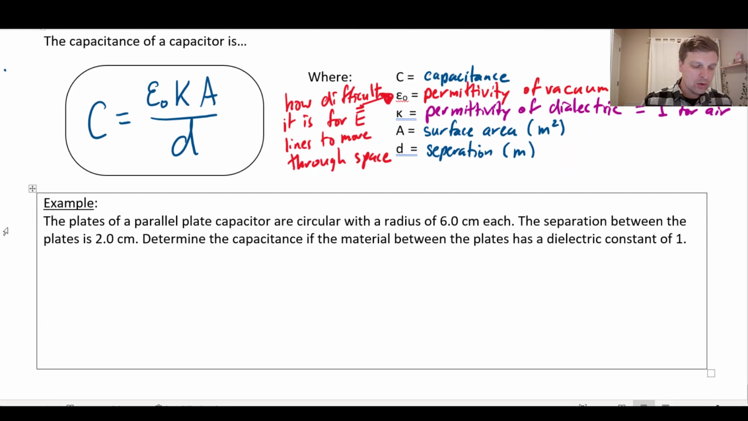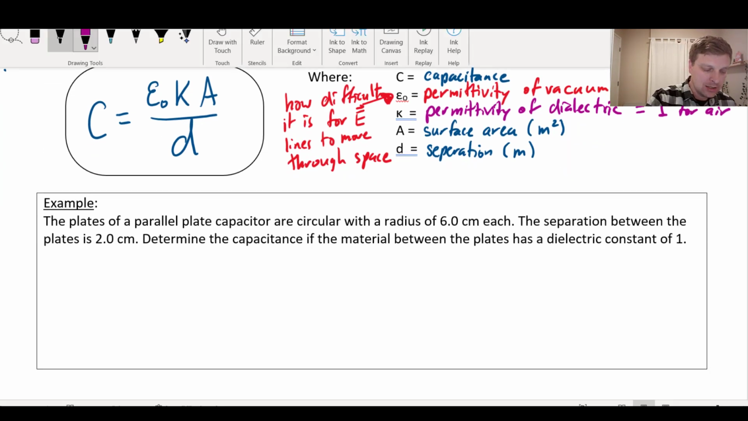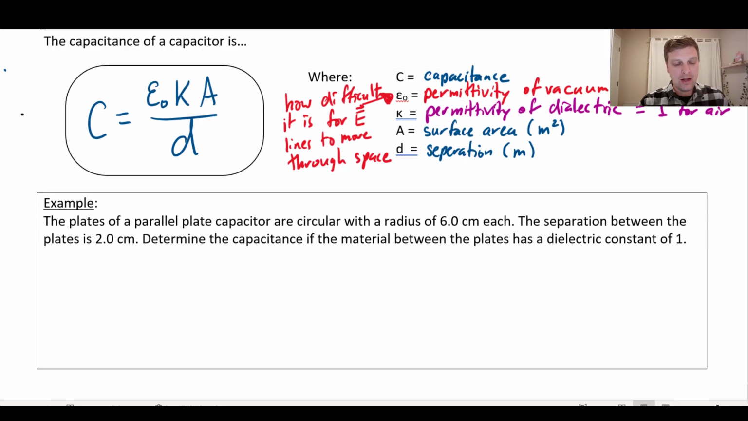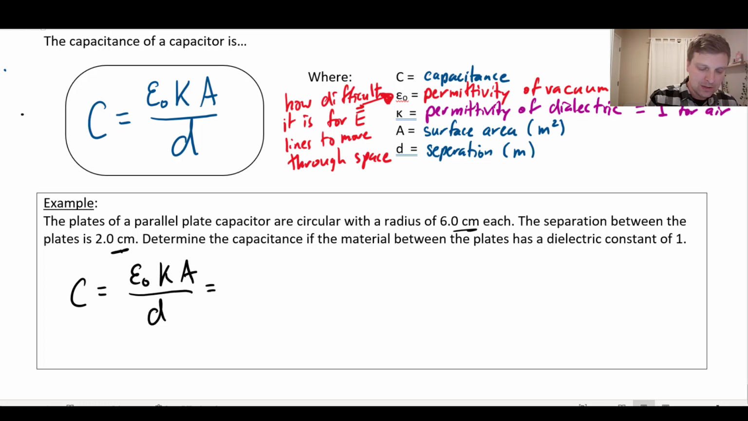So we'll do a quick question here. It says the plates of a parallel plate capacitor are circular, with a radius of 6 centimeters each. Notice centimeters. The separation between the plates is 2 centimeters. Determine the capacitance if the material between the plates has a dielectric constant of 1, which means it's not a very good dielectric. So the capacitance would just be equal to epsilon naught kappa times area over the separation.